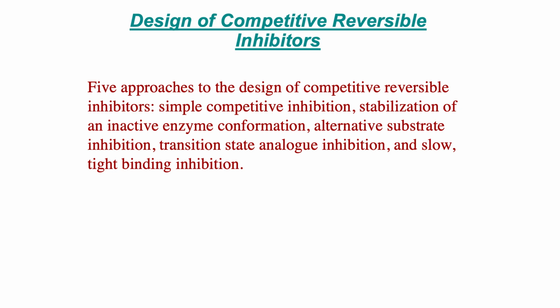So there's really 5 approaches to designing competitive reversible inhibitors. So this is helpful, right? There's simple competitive inhibition, stabilization of an active enzyme conformation, that's number 2, alternative substrate inhibition, transition state analog inhibition, that's going to be important when we talk about antivirals, and slow tight binding inhibition.